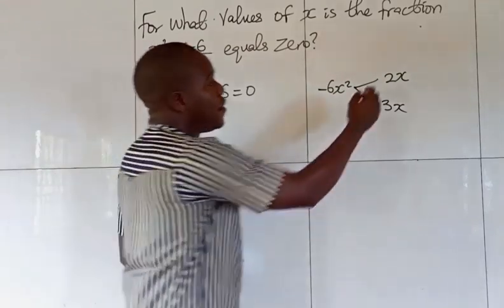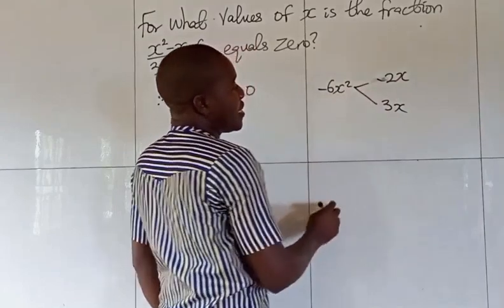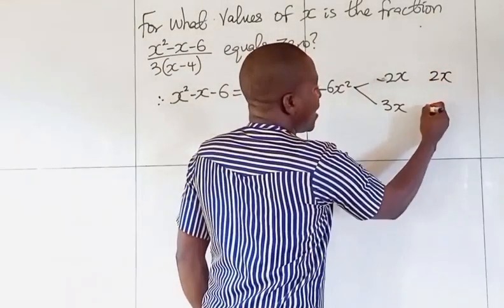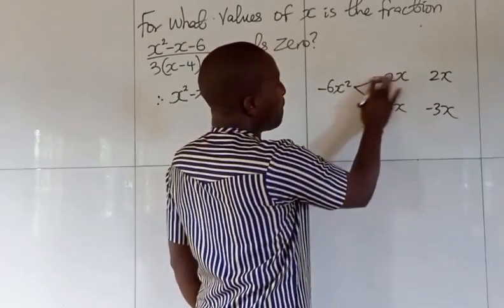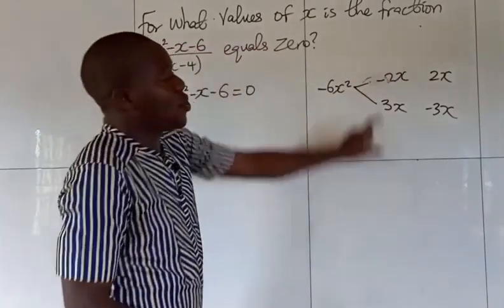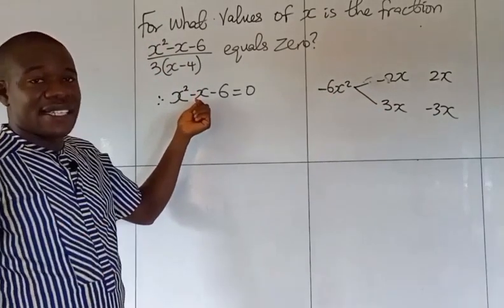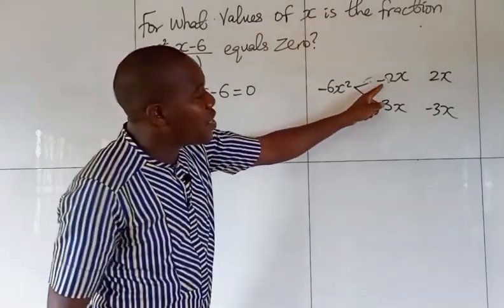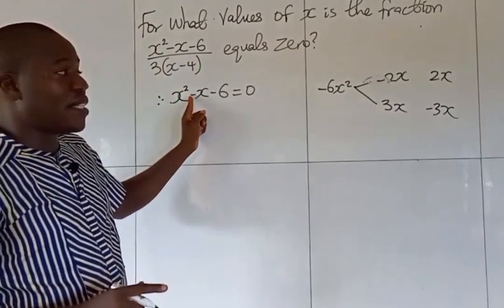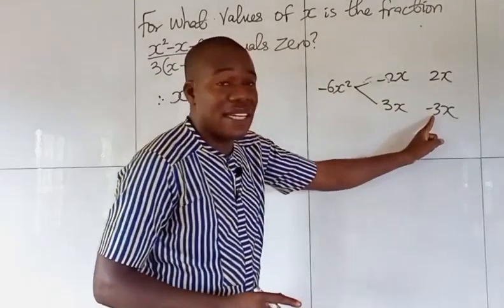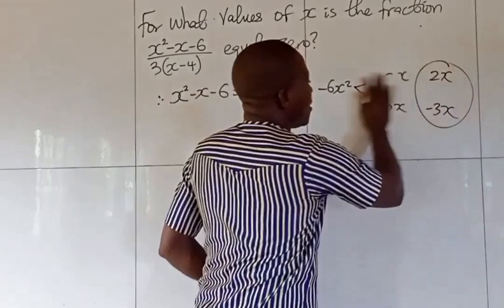So we think of minus 2x plus 3x. We can also think of 2x and minus 3x. So we consider these two options. These two options will give us minus 6x squared, but which among them will give us minus x when we add? When you add minus 2 and 3, it gives you 1, not minus 1. But when you add 2 and minus 3, it gives you minus 1. So we are going with these two options. This is what we need.